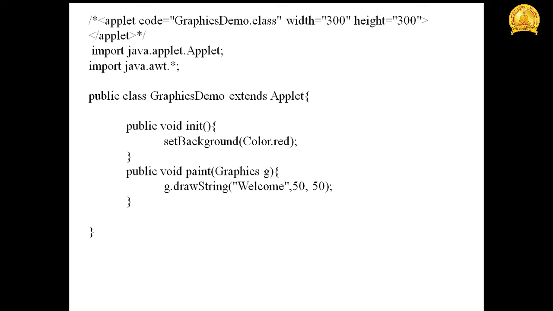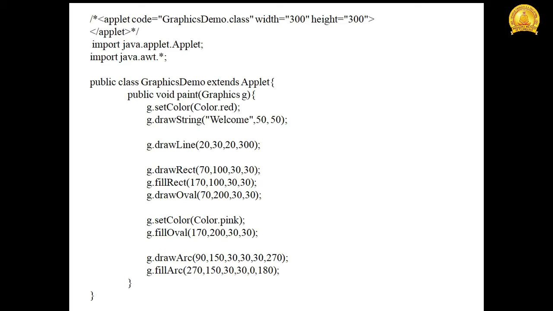On the screen, the x and y coordinates are determined from the leftmost corner of the applet window, which is 0 pixels. So at 50 pixels x coordinate and 50 pixels y coordinate, that particular position, the string welcome will be printed on the screen. Now this is a full program with different graphics methods. In this program, I have used the drawString method. So you will get welcome printed at 50, 50.